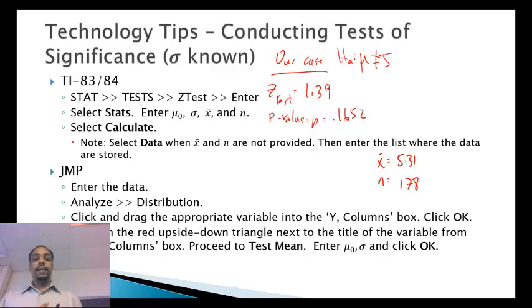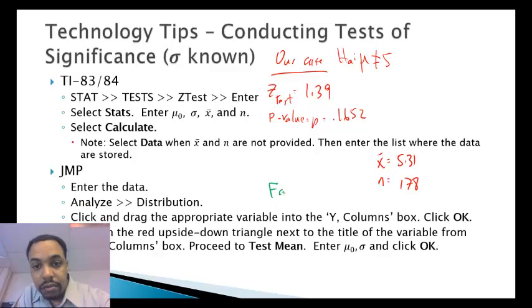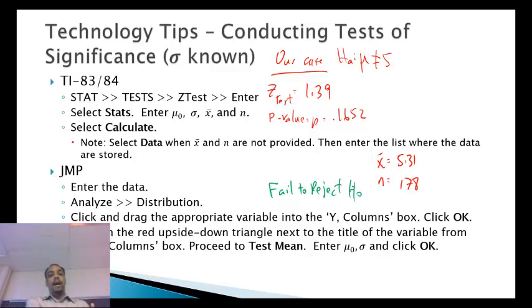Same, or similar, z-test statistic and similar p-value, but the same conclusion, right? You'd still fail to reject the null hypothesis, which is pretty much saying we're not going to say accept. We'll say mu is about equal to 5.